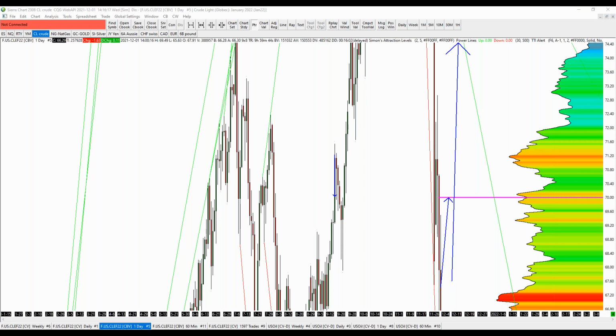Changing the color for the pen. Choose color. We make it black. Okay. Here, this is a zone.